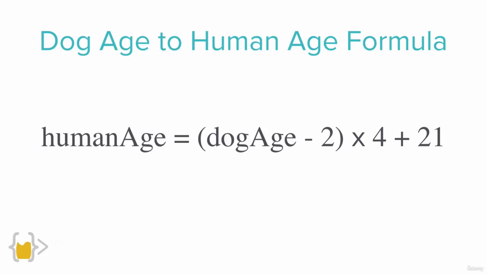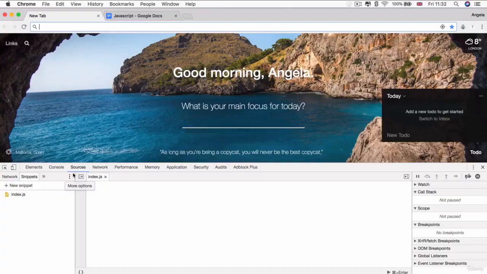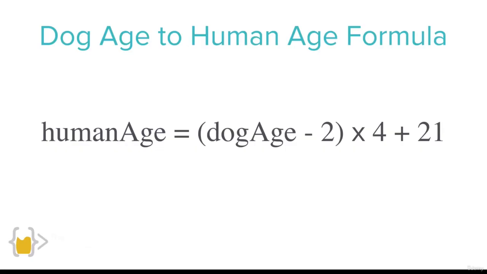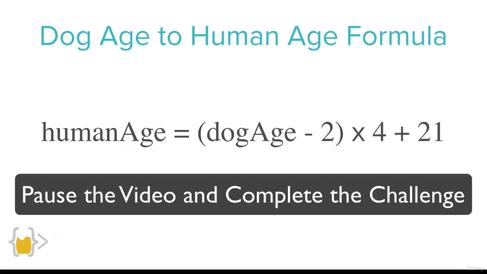And I want you to use what you've learned to create this converter by going into the Chrome developer tools, going into sources, and creating your code inside your index.js snippet. So your code is going to create a prompt that asks the user for the age of their dog. Then it's going to calculate the equivalent human age of the dog using this formula, and then it's going to give this answer back to the user through an alert. So pause the video and see if you can complete this challenge.